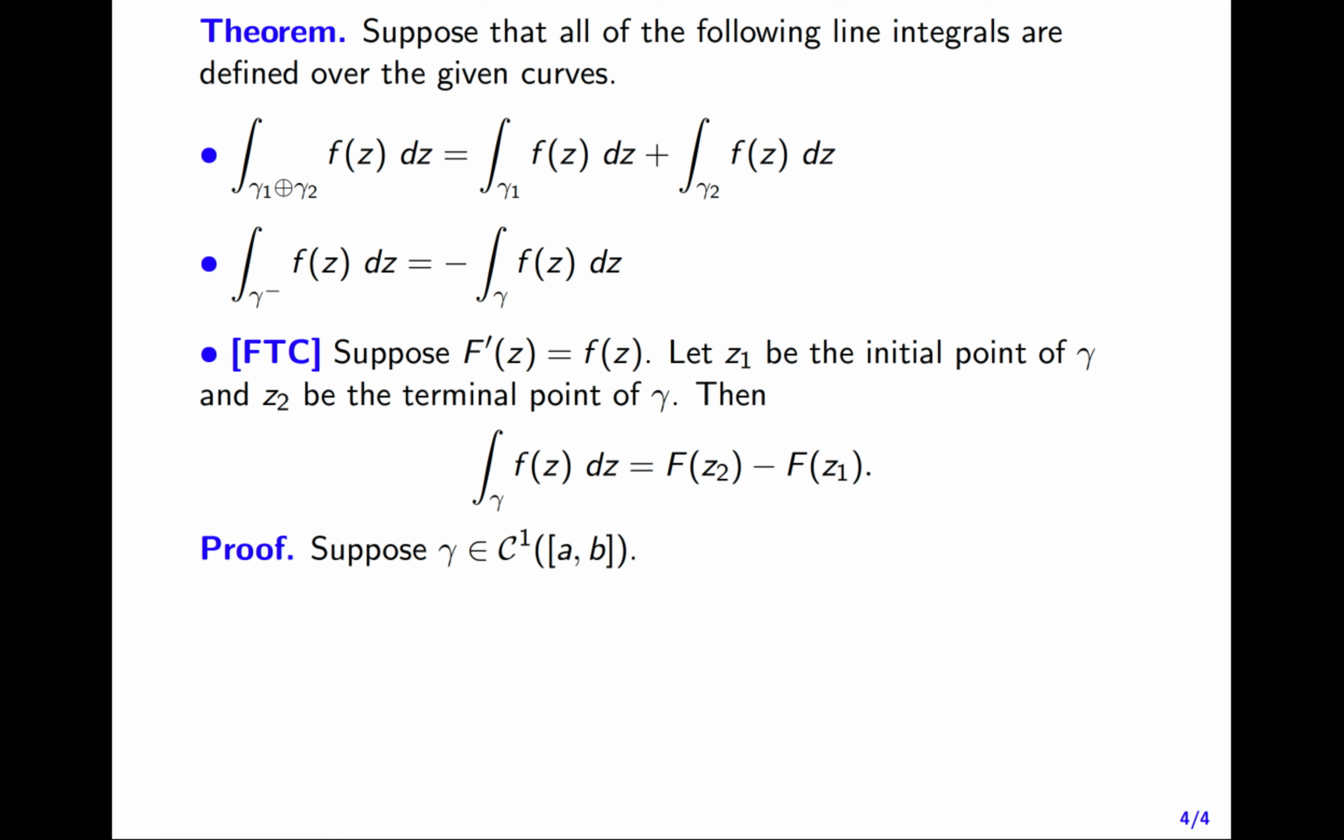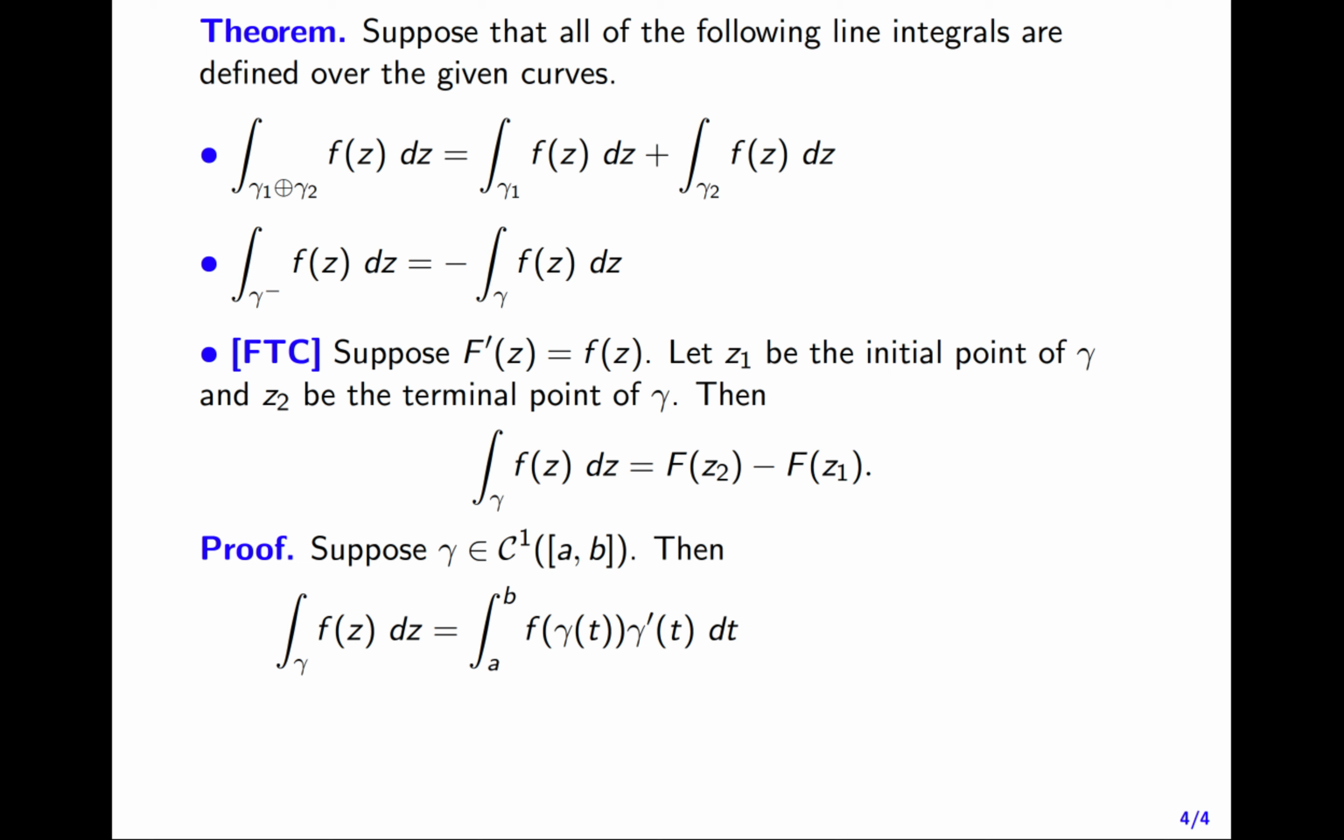I'll assume that my curve gamma is continuously differentiable over the whole interval a to b, which means that the integral over gamma of little f is going to be, by definition, the integral from a to b of f composed with gamma of t times gamma prime of t. If gamma were not continuously differentiable over the interval, but just continuous and piecewise continuously differentiable, then you'd have to break this integral up into a sum, and that is available for you to read in the notes.